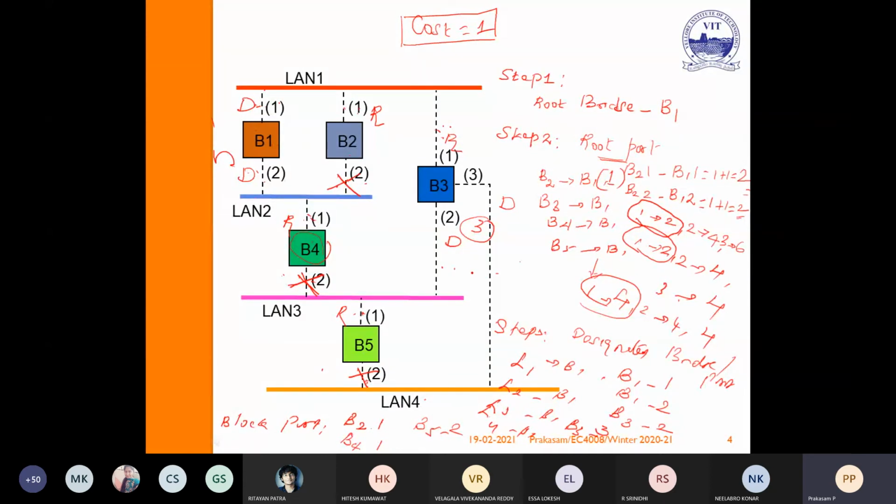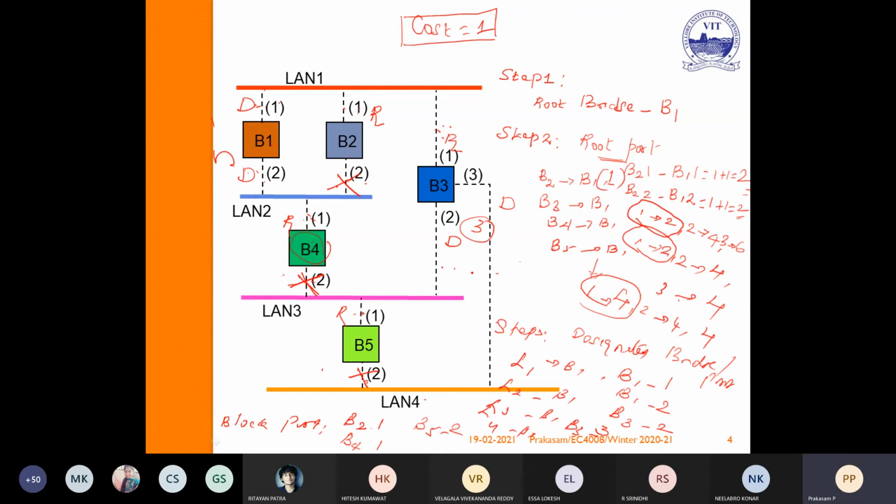First step, you have to find the root bridge, which is the one containing the lowest bridge ID. Second step, you should find the root port for each bridge with respect to the root bridge. How will you calculate it? With the least cost path. If a tie is happening, you should select the one with the least port ID.